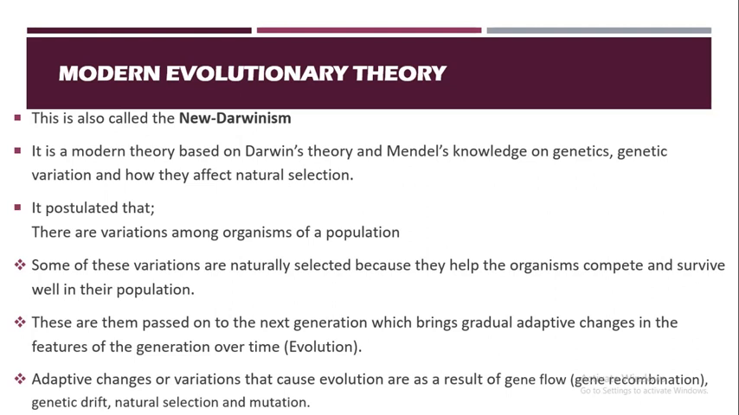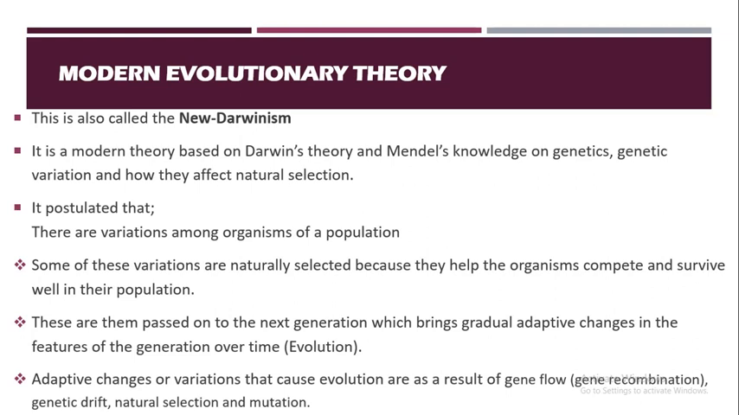Now, some of these variations are naturally selected, yes. So, because they are good, they help the organism to survive. So, naturally, they are adopted, let me put it like that. But we use naturally selected because they help the organism to compete and survive well in the environment. Okay, now these are then passed on to the next generation, which brings about gradual adaptive changes in the features of the generation over time, and that process is called evolution.